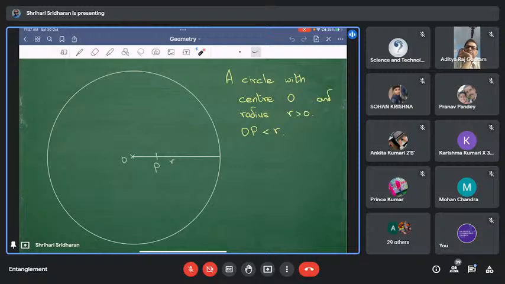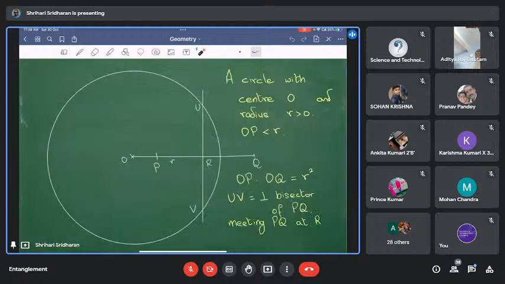What I then do is I produce this line OP to Q such that OP times OQ is R squared. My radius is R. Because I have taken P inside the circle, naturally my point Q goes outside the circle, and I choose this point Q in this fashion that OP times OQ is R squared. Then I construct the perpendicular bisector of this line segment PQ. Let the perpendicular bisector of PQ meet the circle at U and V and meet the line PQ at R.